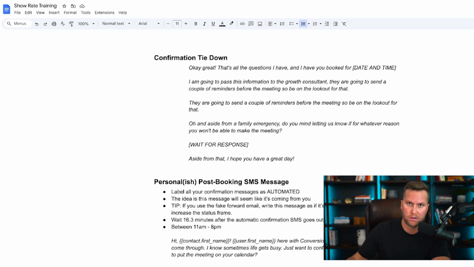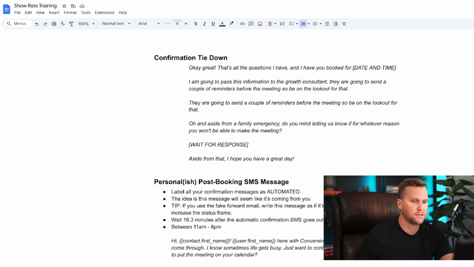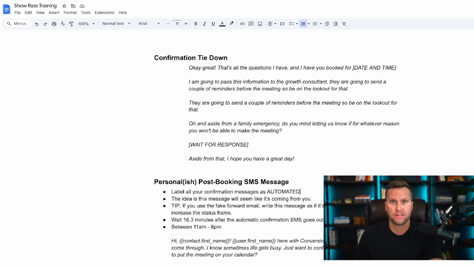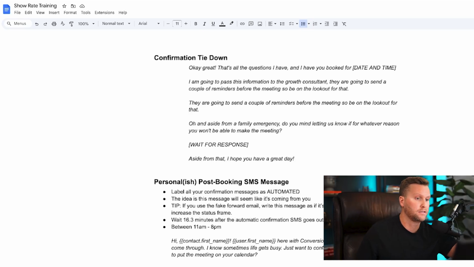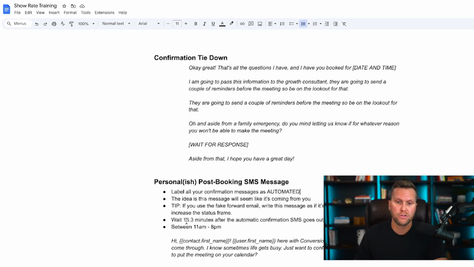The assistant's now reaching out to confirm a couple of things. So why would you or the sales rep be texting them at the same time? You want to make sure that everything is consistent, right? And this also increases the status frame. The individual that you are meeting with has an assistant, and so now that person is of a higher status. Now, what I recommend that you do is you wait 16.3 minutes, which is in that automation.